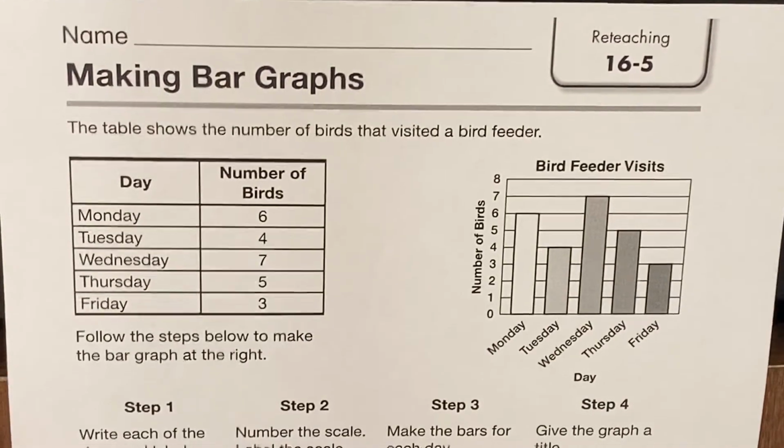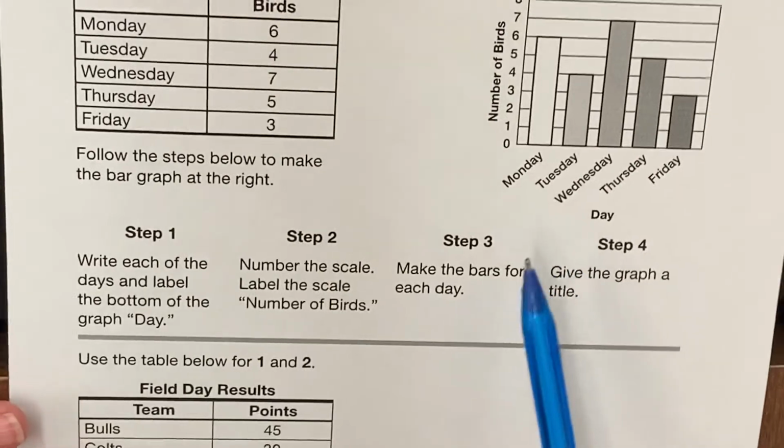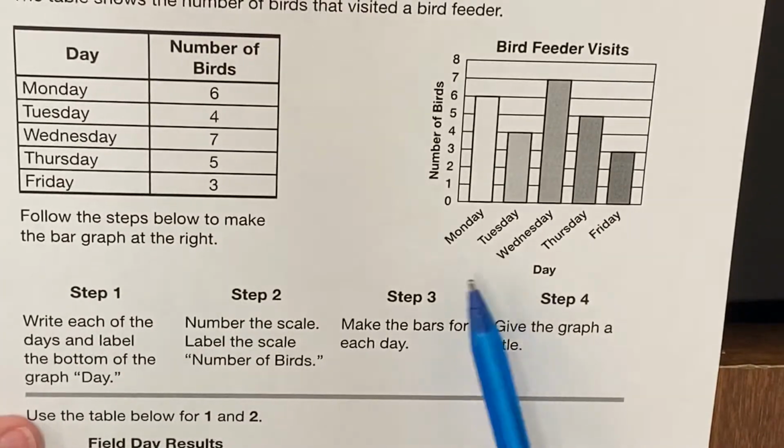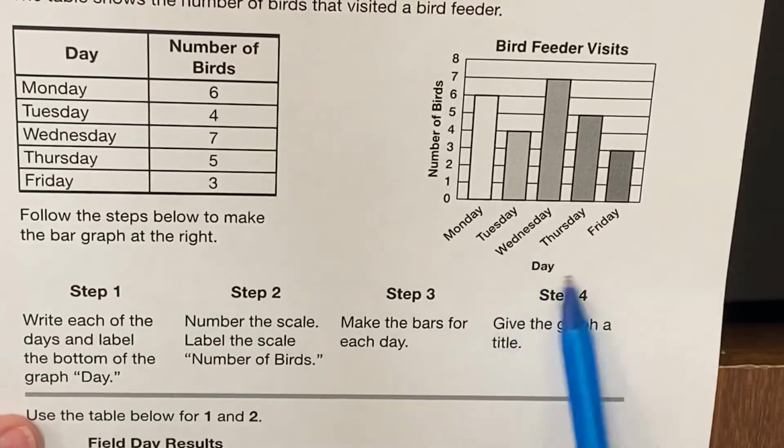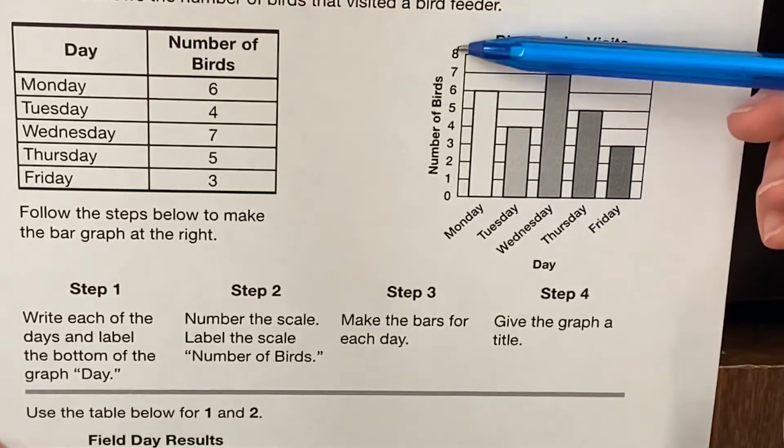So the first step is going to be to write each of the days and label the bottom of the graph day, just like over here. Monday, Tuesday, Wednesday, Thursday, Friday, they labeled it day. Step 2, number the scale. Label the scale number of birds. So they numbered the scale.